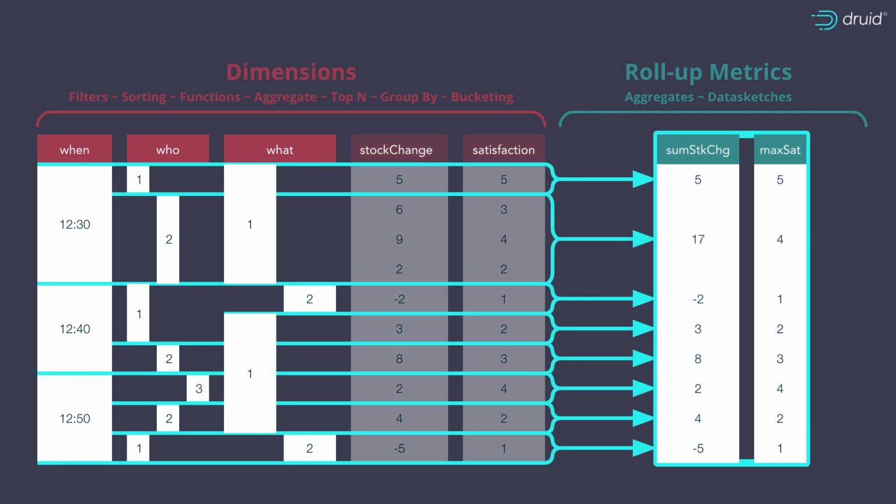Step 2, let's go ahead and create those new metrics. We take out the stock change and satisfaction columns from the dimension list, and we create new metrics that are the sum of stock and the max of satisfaction.